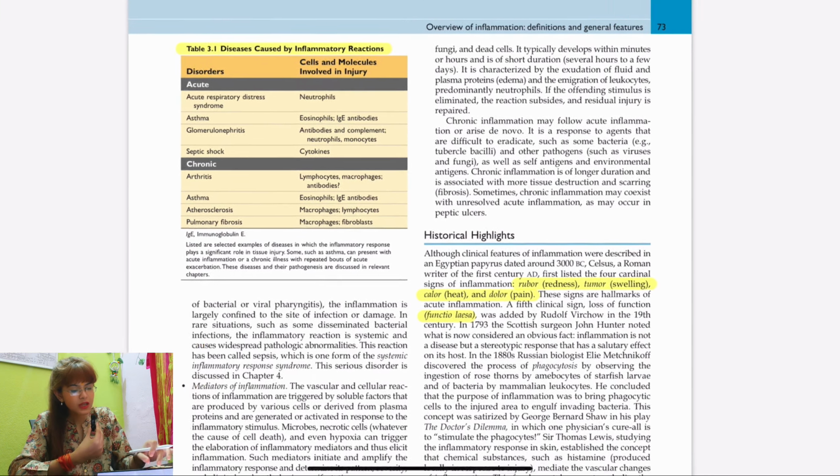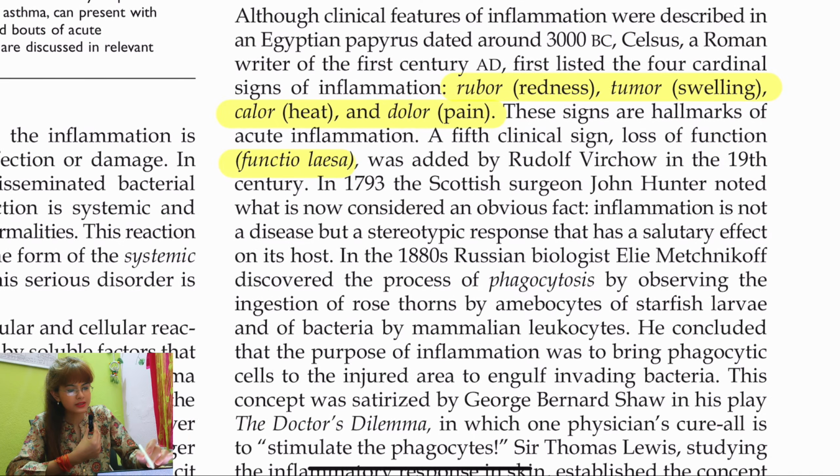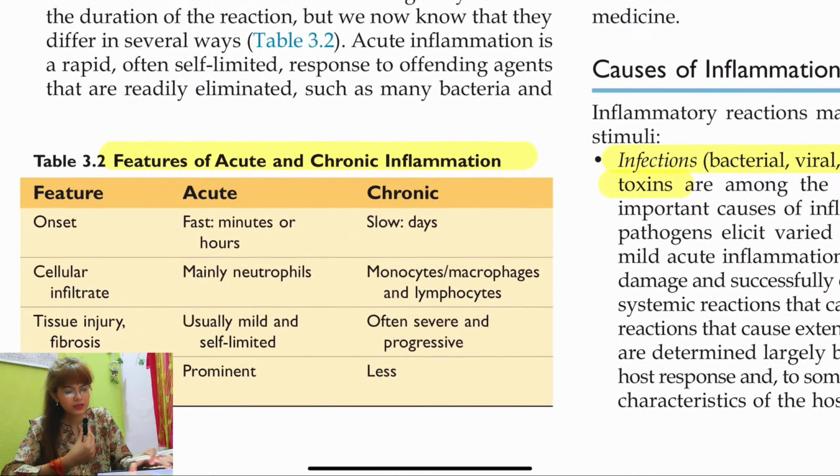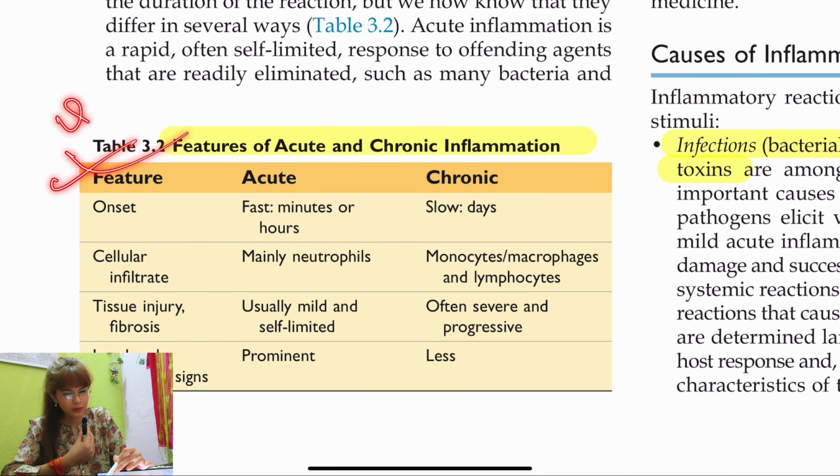So these are the four important points: rubor, tumor, calor, dolor, functio laesa. Now this is again an important difference. Okay, questions are being asked.